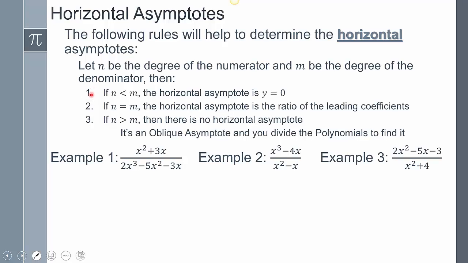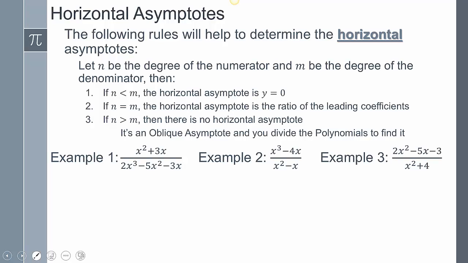In this first scenario, if the degree in the denominator is larger, it's automatically y equals 0. If the degree in the numerator equals the degree in the denominator, it's a ratio of the leading coefficients. If the degree on the numerator is larger, there is no horizontal asymptote. It's going to be an oblique asymptote, and you have to divide the polynomials to find it. So let's look at a few examples here.